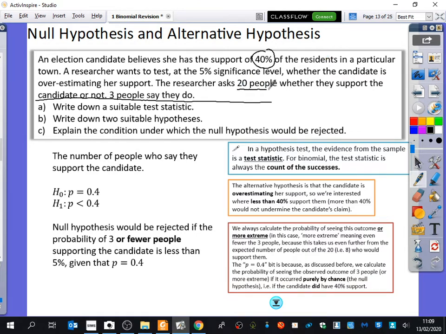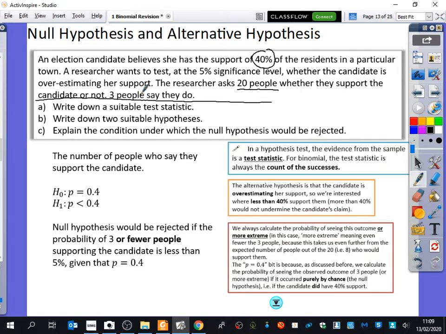If you ask 20 people, how many people would you expect to support her? 8 people, okay? So that's 40% of 20. So this researcher wants to find out if this is true or not. Actually, this researcher thinks that she's lying and saying that she's got 40% of people supporting her. They've done a survey with 20 people, and instead of there being 8 people, only 3 people said that they support this candidate.